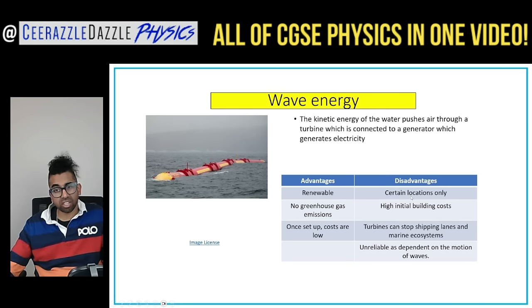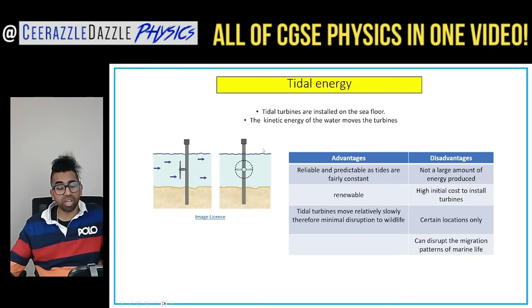Disadvantages: only certain locations only, and high initial building costs when you're trying to get it going. Turbines can also stop boats from traveling, and it's unreliable as you're dependent upon the motion of the waves. Tidal energy is slightly different.